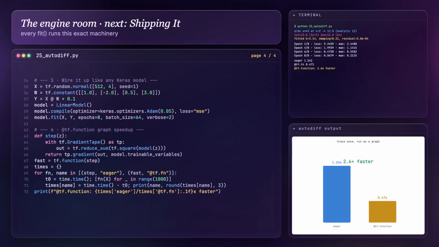So that's the engine room. The tape records and replays to give exact gradients. Nested tapes give curvature. tf.linalg solves the science directly. A custom train_step hands you the wheel, and a tf.function makes it fly. Every fit you'll ever call runs this exact machinery. The model's done and the math is settled. So next time we package it up and put it in production, SavedModel, TensorFlow Serving and TensorFlow.js, shipping it.